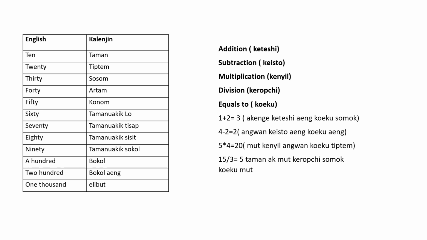Now here come in the compound numbers. For example, if I want to say 77, 70 is tamanwagik tisap, and then 7 is tisap. So we say 77 is tamanwagik tisap ak tisap. If we have 99, it is tamanwagik sogol ak sogol.